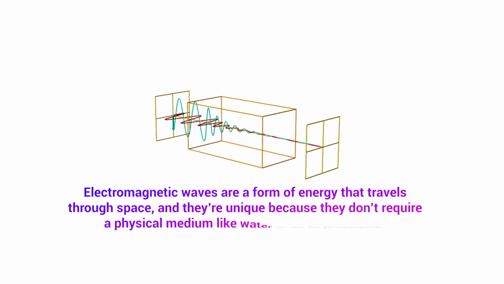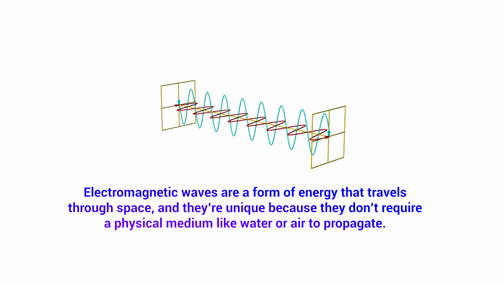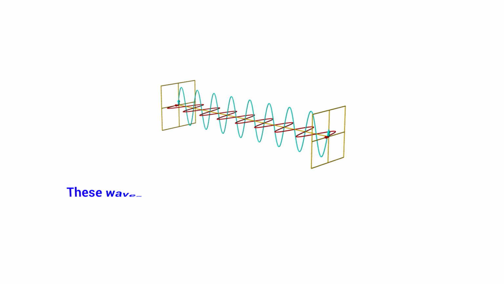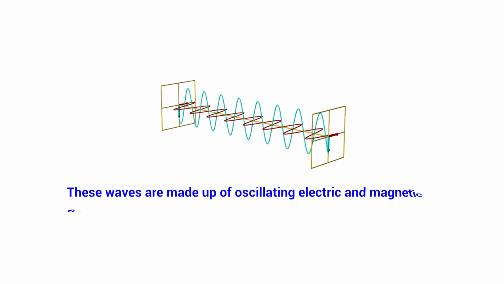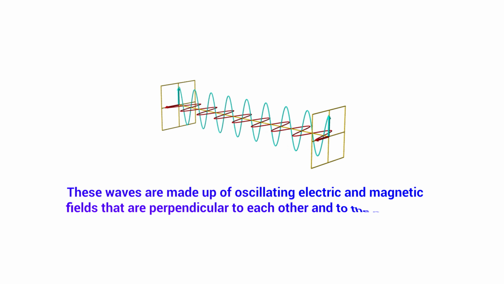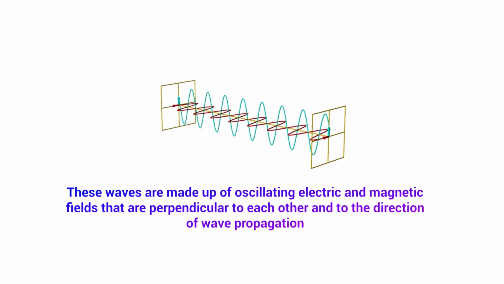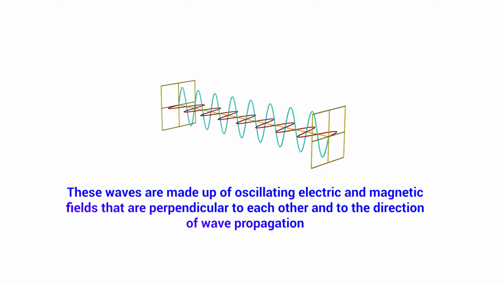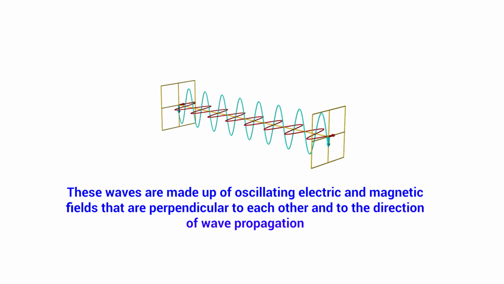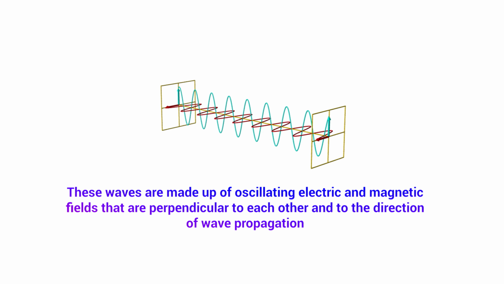Alright, so electromagnetic waves are a form of energy that travels through space. And they are unique because they don't require a physical medium like water or air or anything like that to propagate. These waves are made up of oscillating electric and magnetic fields that are perpendicular to each other and to the direction of wave propagation. This perpendicular arrangement allows them to transfer energy efficiently through space, whether in a vacuum or through different materials.